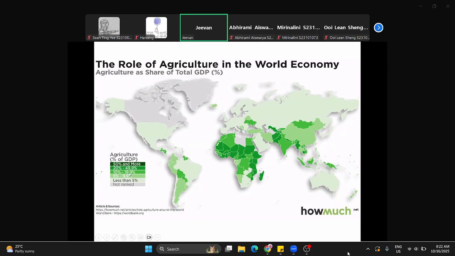Sorry, 10 to 19%. 10 to 19%, I think. So you can see how other countries are also focusing on agriculture.